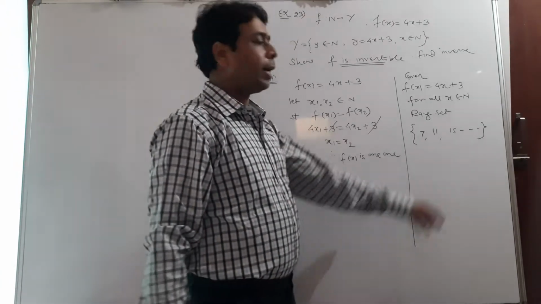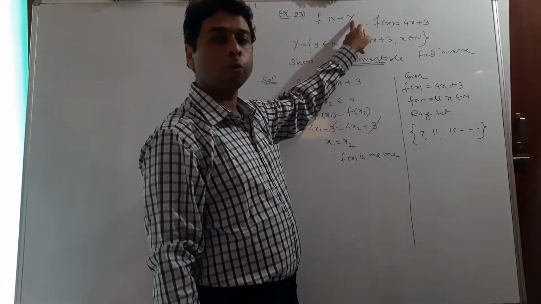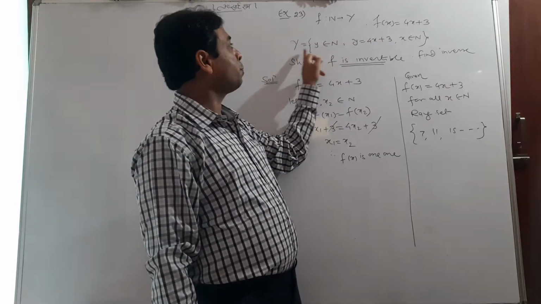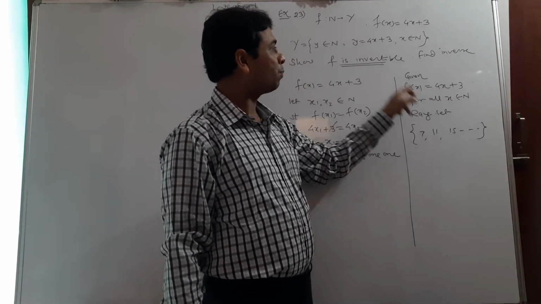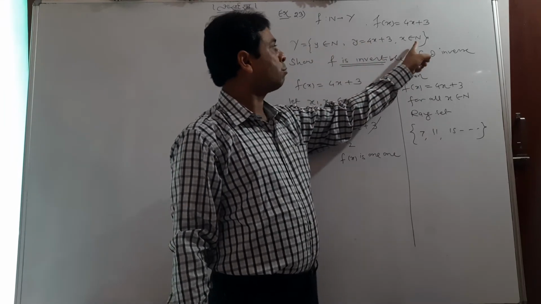So what to show is that your range set should equal the codomain. This is the codomain, and y is defined specially here. Now can you check these two? It is the range set, it is the codomain. It looks very strange, but it is not so.